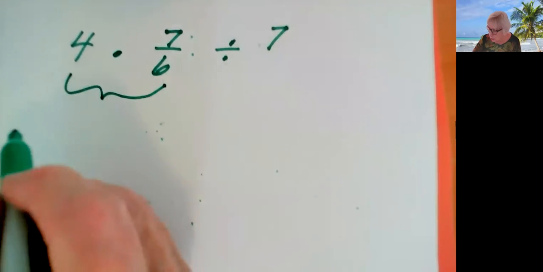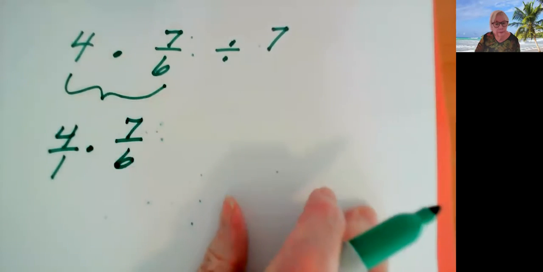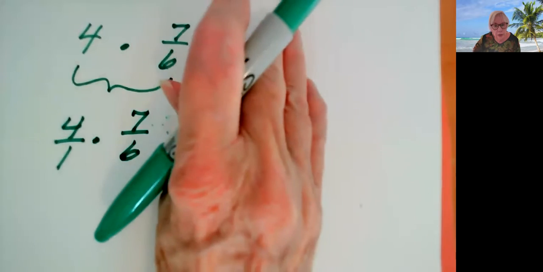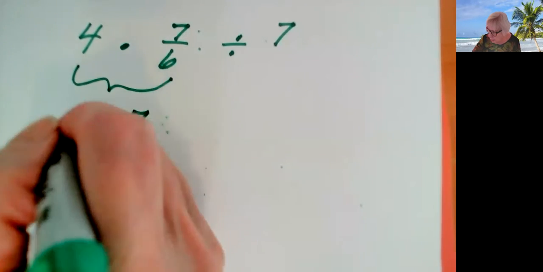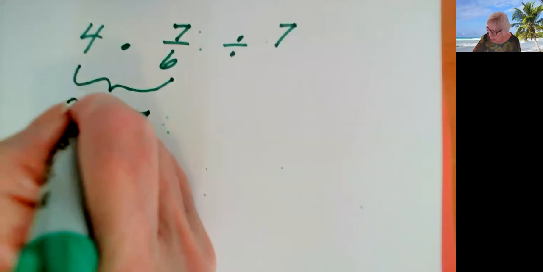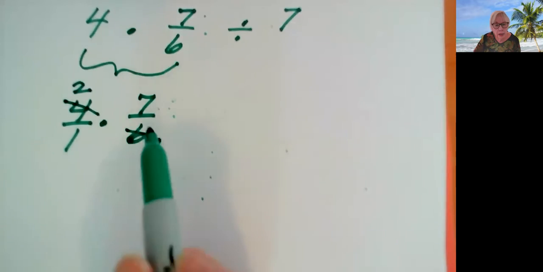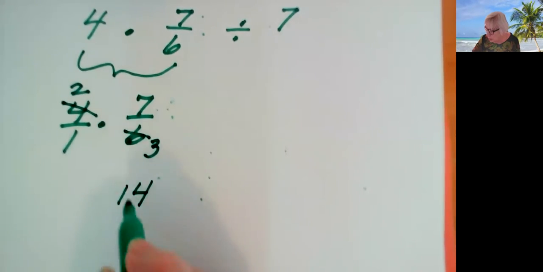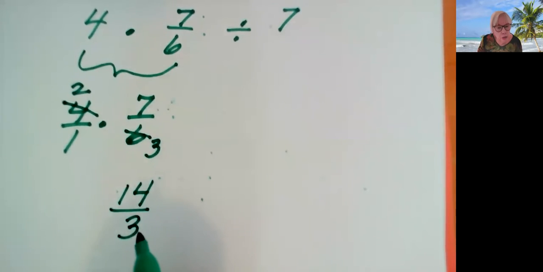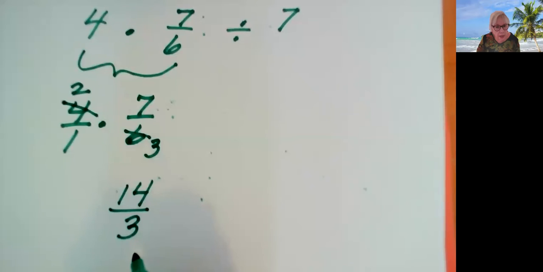So we're going to do this one, which would be 4 over 1 times 7 over 6. Okay, just ignore this. So the 4 and the 6 can reduce, and so let's reduce it right now. So 2 goes into 4 twice, and 2 into 6 is 3 times. So what we have here is 2 times 7 is 14, and 1 times 3 is 3. It makes no sense to make this a mixed number because we'd have to put it back in this form. So just leave it for the moment until we're done.